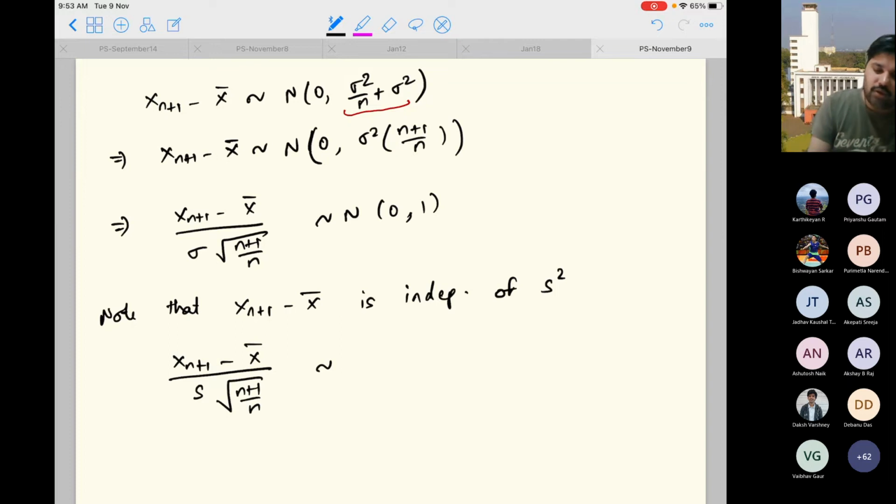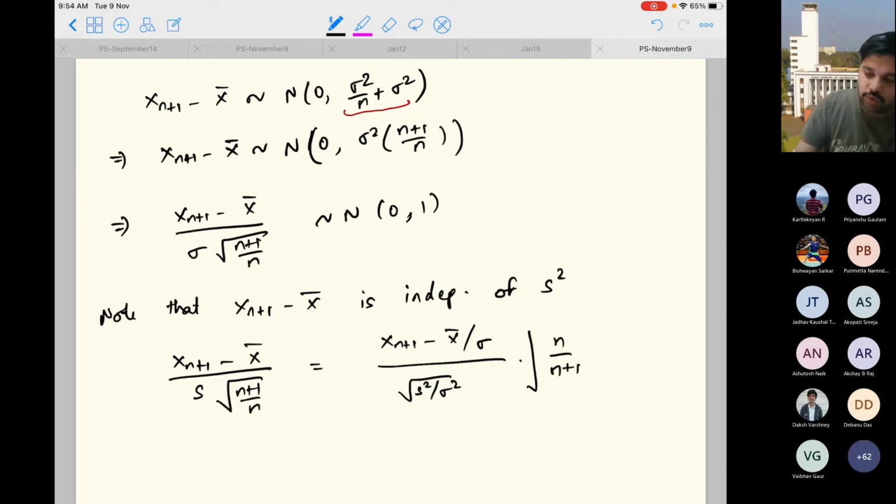So what will be the density of this? You're looking at the ratio of standard normal divided by this, right? So how will you handle this? This is not really very difficult. It is (x_{n+1} - x bar) divided by sigma, and this square root of s square by sigma square into n by n plus 1 square root, right? So this is like the ratio of normal 0, 1 divided by square root of chi square over its degrees of freedom.